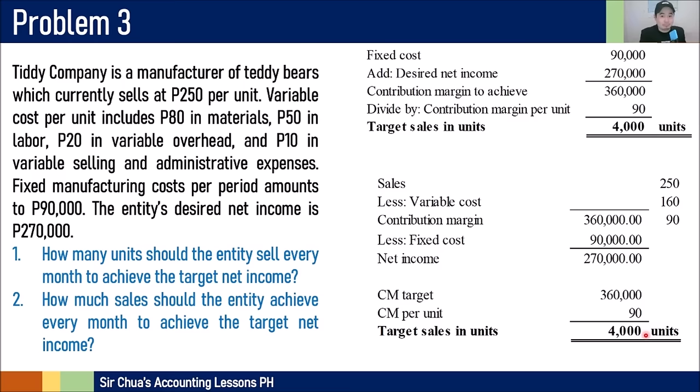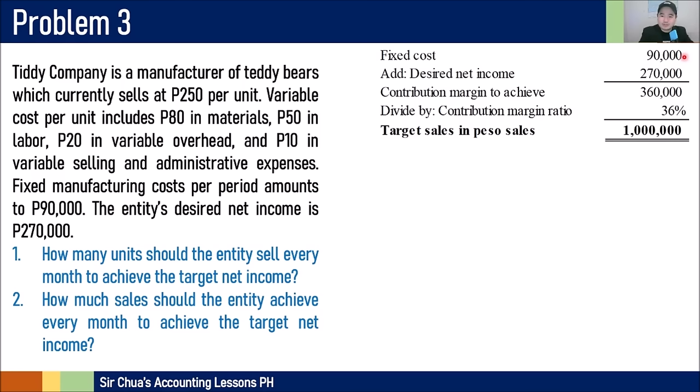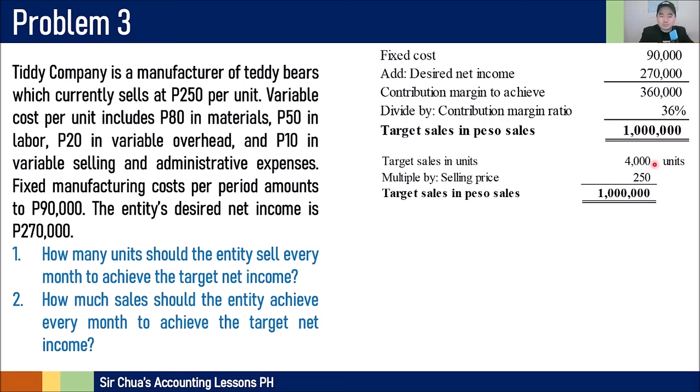Di ba? Ngayon, for number 2, ganito naman po gagawin mo ngayon. Okay? So, ganun pa rin po, you will add fixed cost tsaka desired net income. So, that is your contribution margin to achieve. Pero, i-divide mo na siya this time sa contribution margin ratio. So, your target sales in peso sales is 1 million. Or, kung 4,000 units yung target mong benta kanina, you just multiply it by the selling price of 250, yun na po yung target sales in peso sales mo, 1 million.